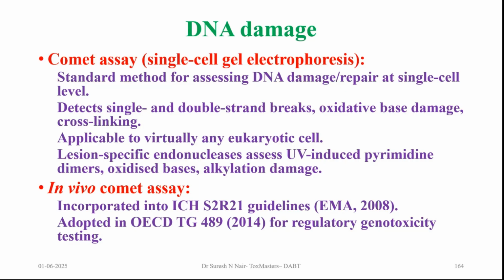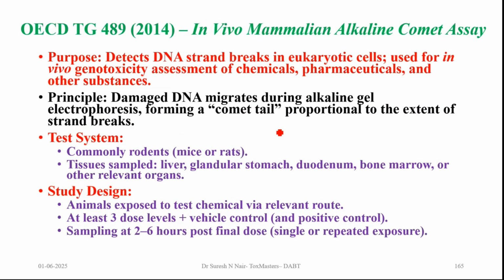It can be done in cell cultures, and also in in vivo animals. This in vivo comet assay is incorporated into the ICH S2(R1). The guidelines I have explained here are not actually mentioned in the Casarett and Doull textbook, so I have given them separately from the actual source, the OECD test guidelines. So this is based on the OECD test guidelines.